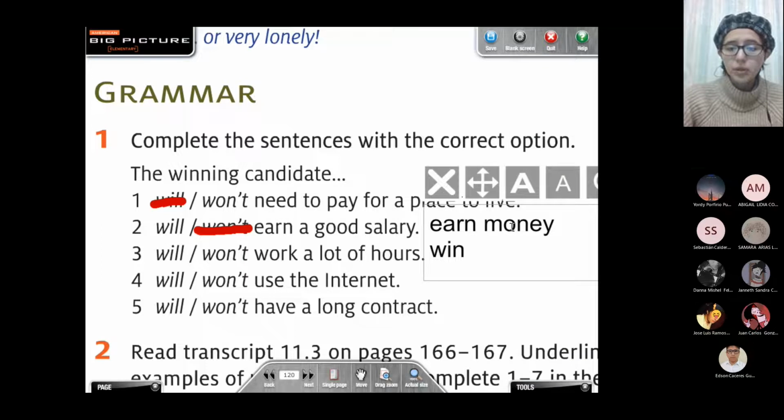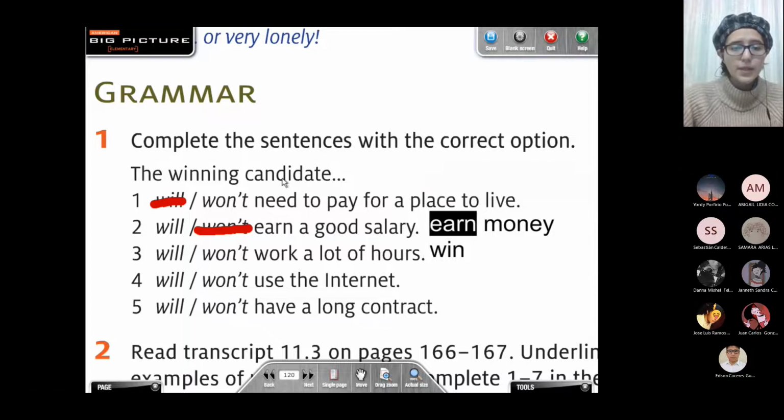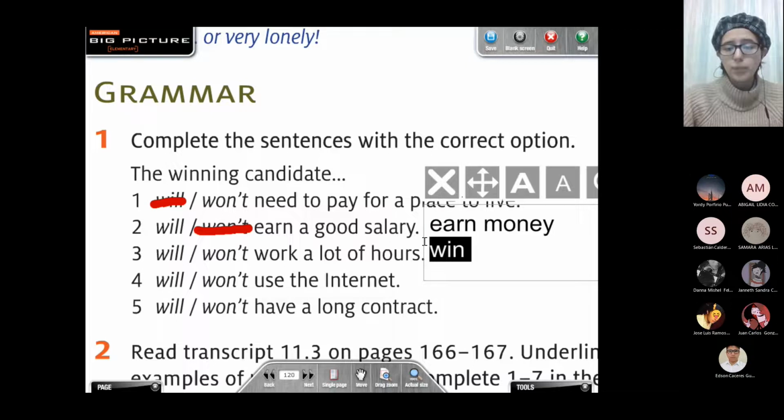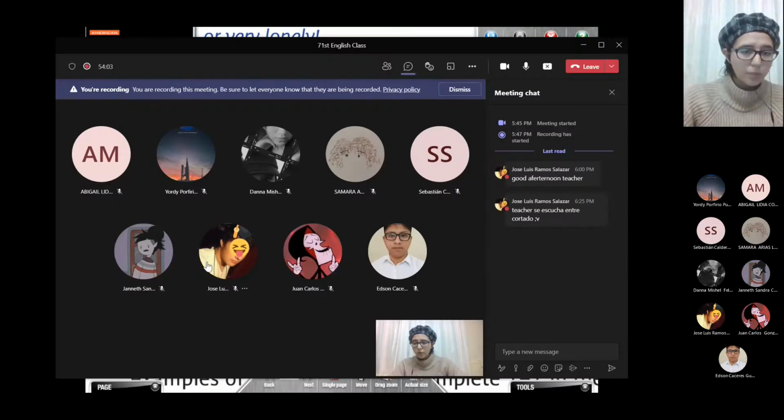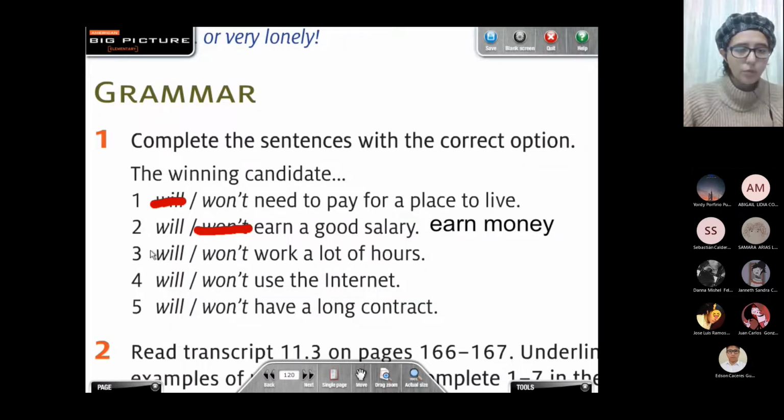Siempre que quieran hablar sobre dinero y ganar dinero, we're going to use earn money. The winning candidate will earn a good salary. Here we're talking about salary, so yes, we're going to say earn. Yes, thank you, Sebastian. What about number 3, Janet? What do you have for number 3?